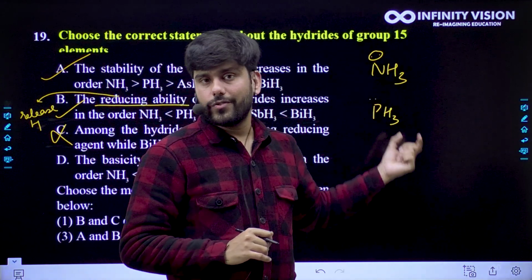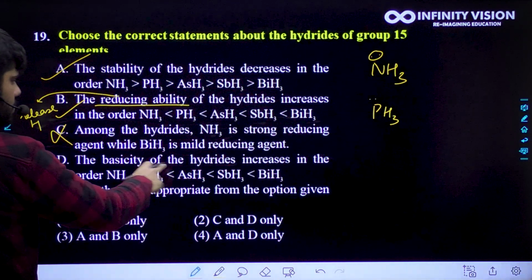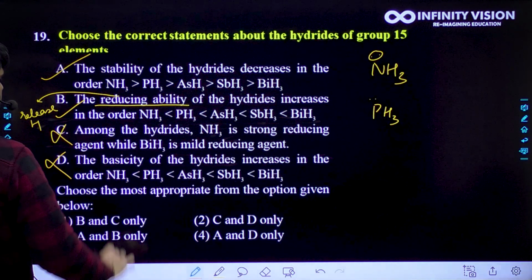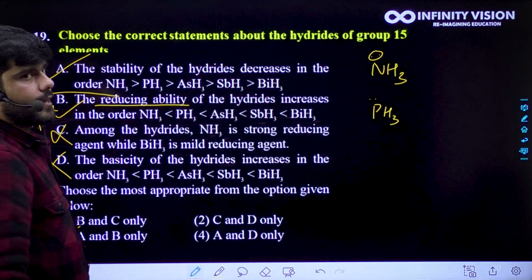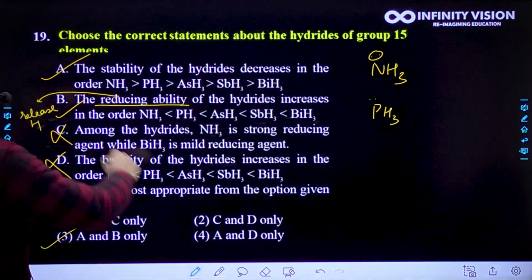So the basic strength decreases, but it is saying that the basic strength increases. So this is also wrong. So the correct statements are A and B. So A and B are the correct statements. Clear? All right then, let us discuss.